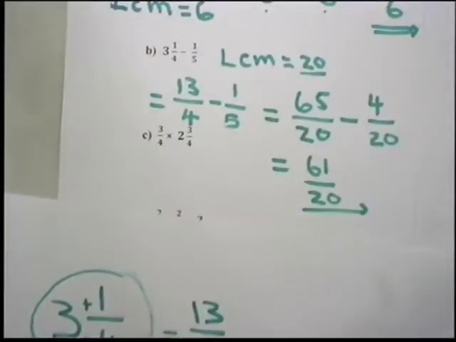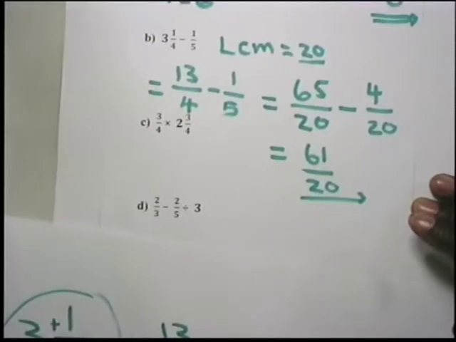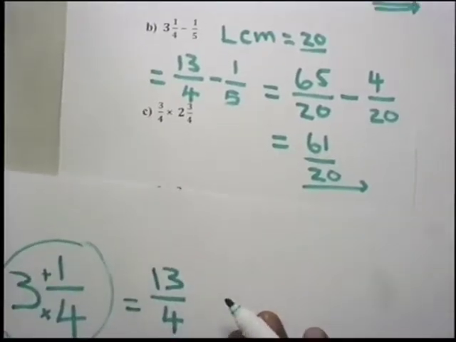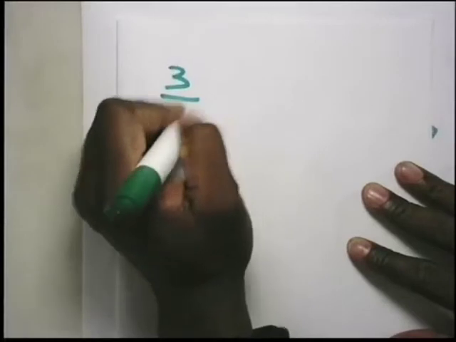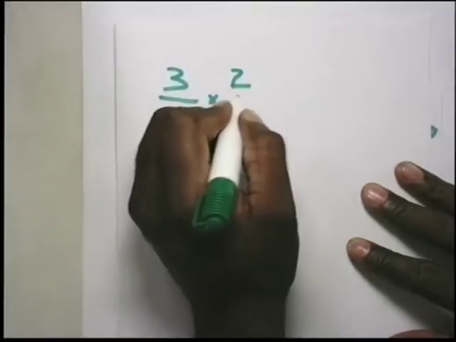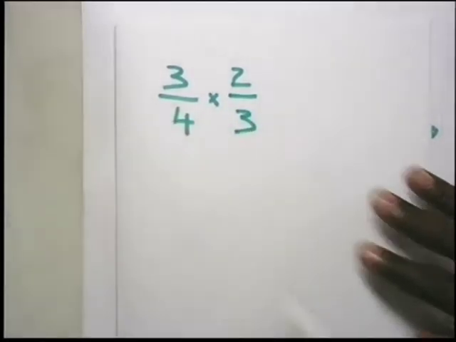That's now the fraction in terms of having the same denominator that became 20, and then subtracting the numerators, it produces that. Now we will quickly look at the multiplication of fractions. Now, in terms of the multiplication of fractions, we will look at the fraction 3 over 4 multiplied by 2 over 3.